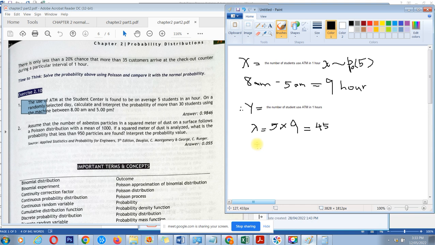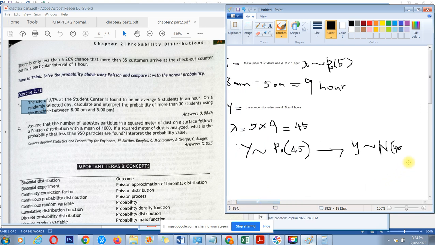So it means that Y is Poisson 45. So 45 adalah lebih daripada 5 kan. So that's why dia masuk dalam this chapter lah. And then untuk normalize, kita boleh normalkan dia. So Y is normal with mean 45 and variance 45.